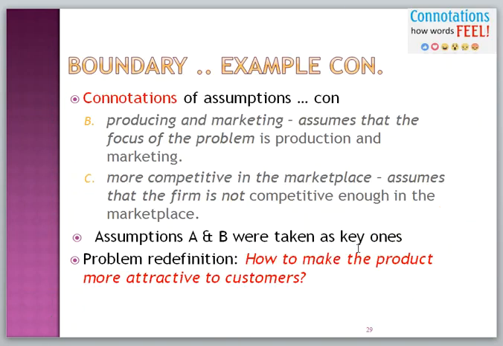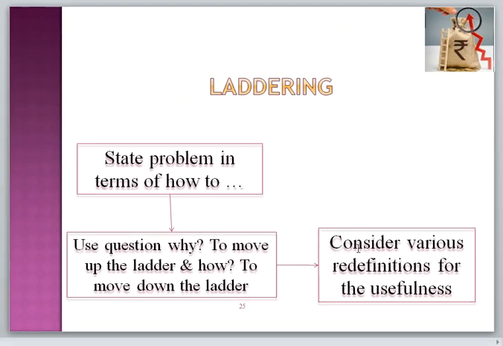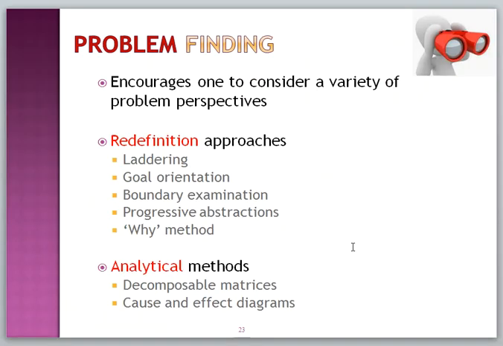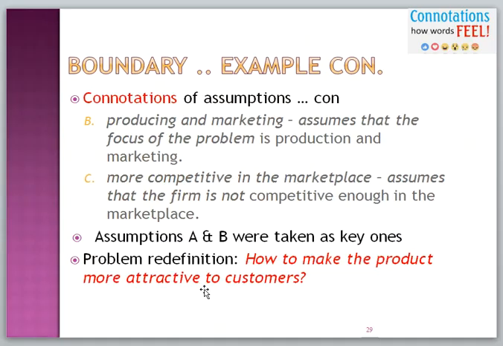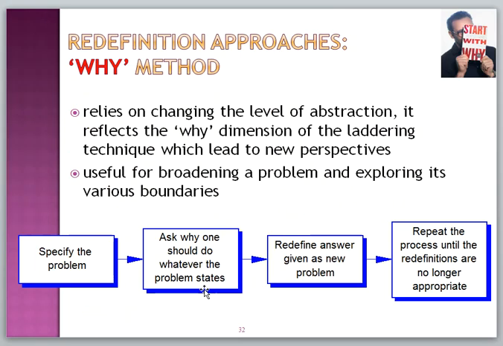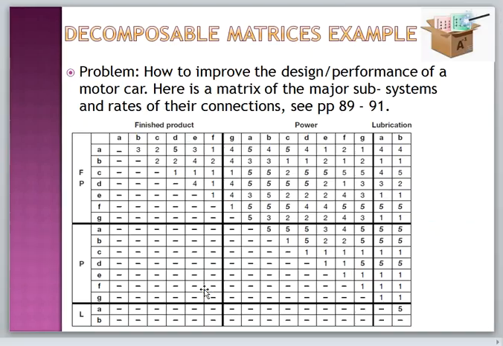Let me remind you again that we are talking about problem finding. We have 2 categories of techniques: the redefinition approach, and we finished them. The 5 techniques we have: laddering, goal orientation, boundary examination, progressive abstraction, and then the why method. Now we are moving to the second category of tools: analytical methods. The first one is called decomposable matrices, and the second one is cause and effect diagram. These 2 are used in complicated, detailed problems that have many details.